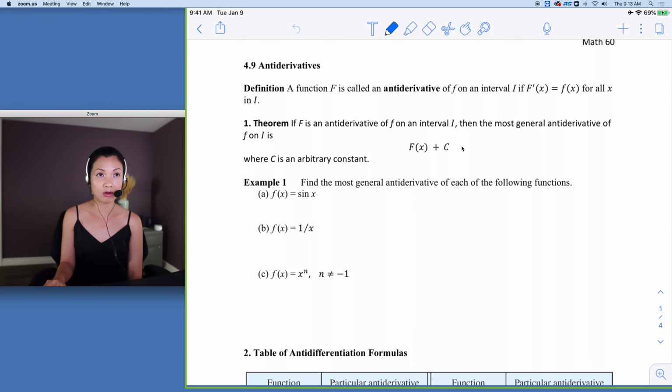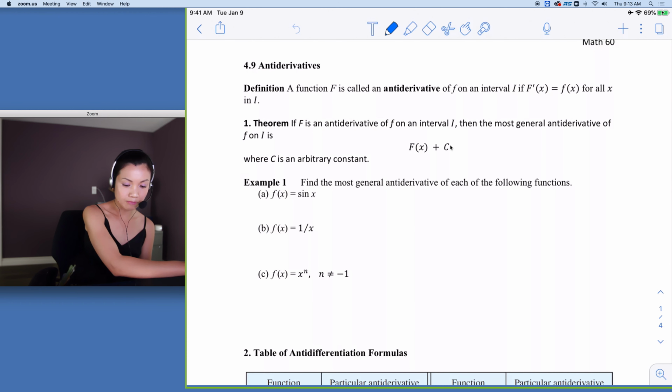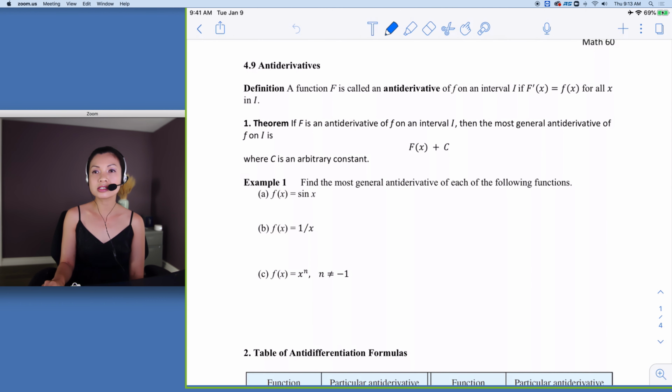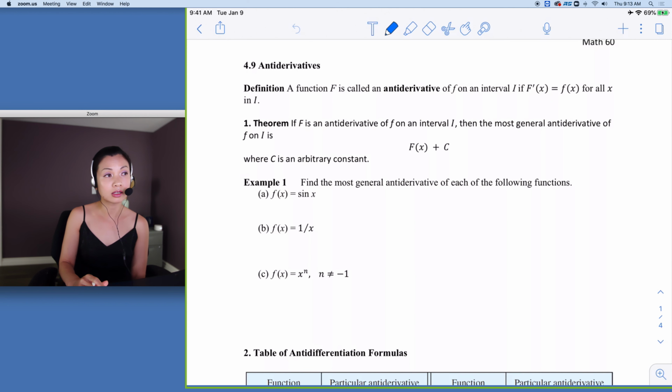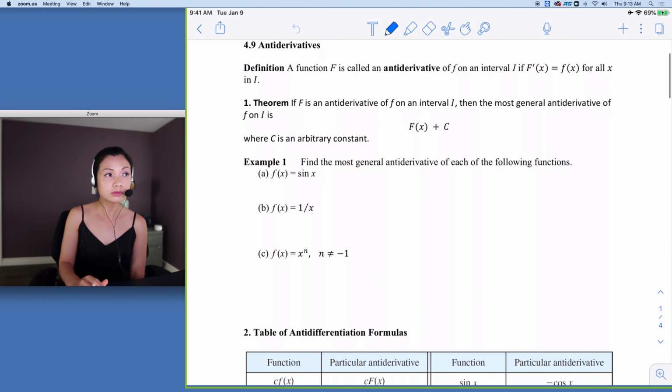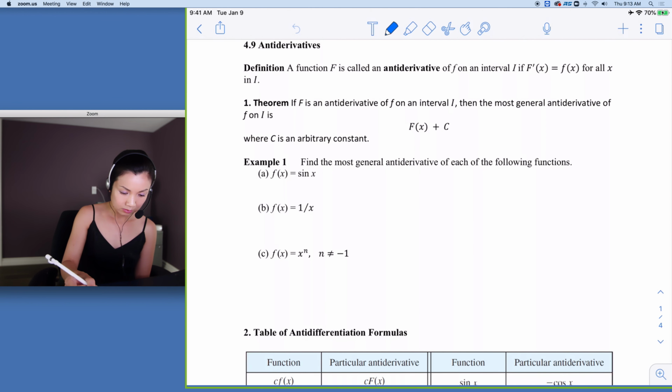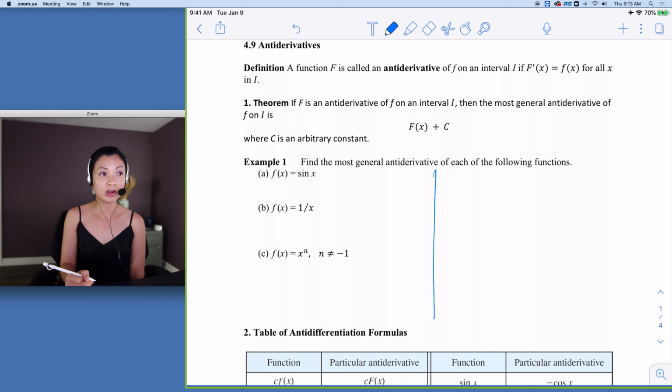And then we have the theorem right here. In the theorem, we need to take care of c, which is the constant, and I will show you why. Let's take a look at the example first. Actually, before I move on to those examples, I want to give you the power function first.